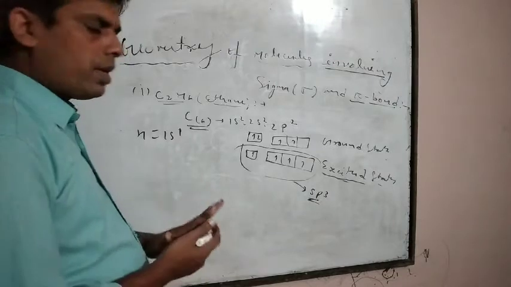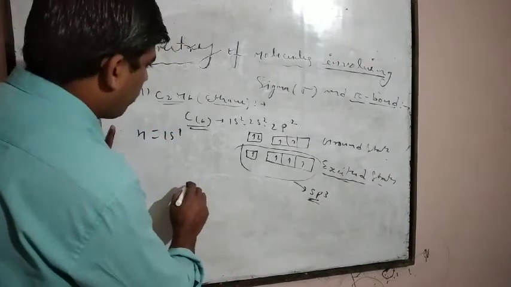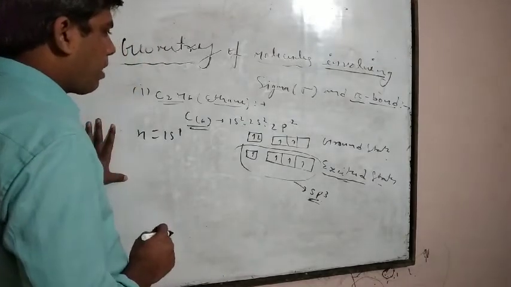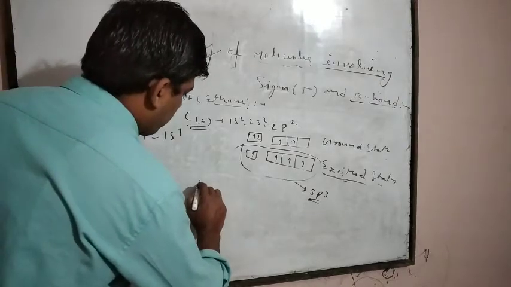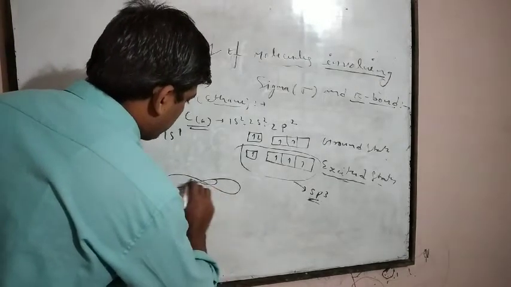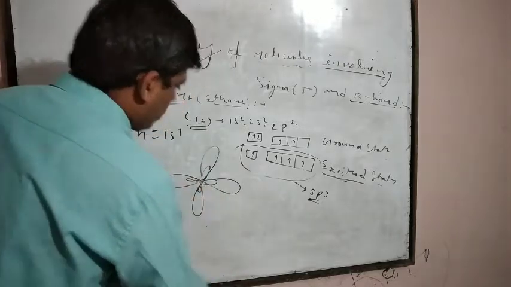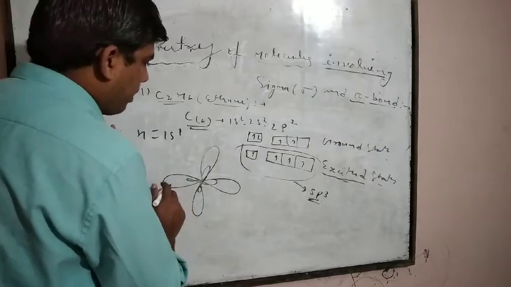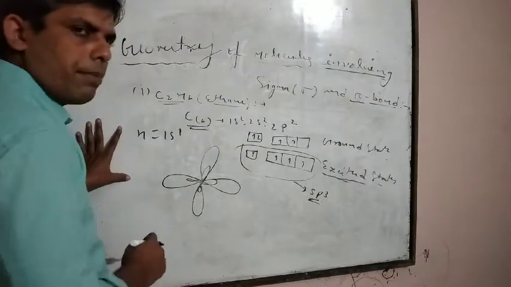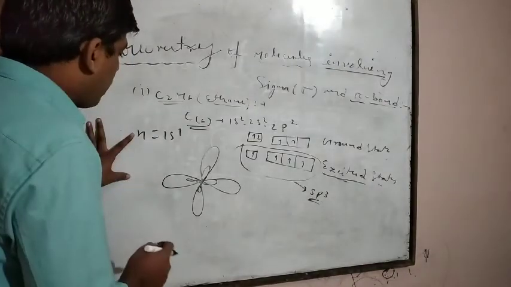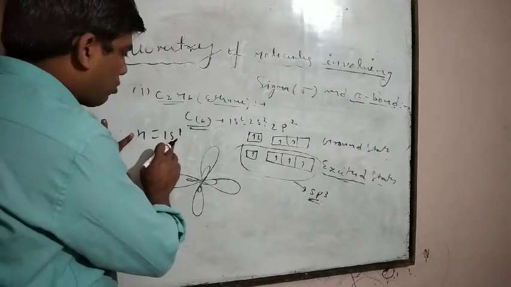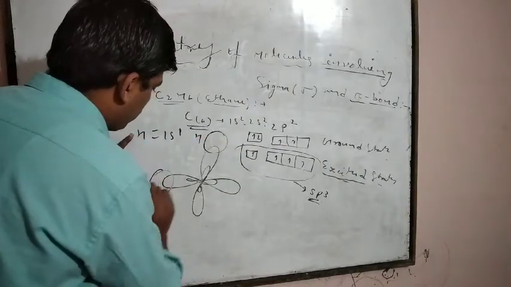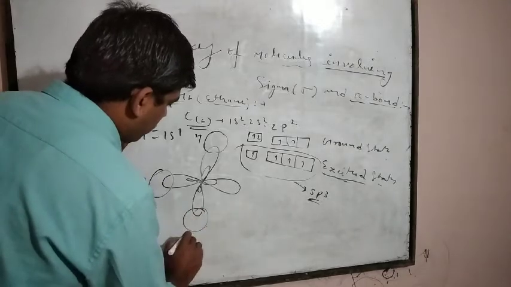In this way 4 hybrid orbitals are formed, and with each hybrid orbital of carbon, a hydrogen atom overlaps, like this. These were the 4 hybrid orbitals: 1, 2, 3, 4. With 3 hybrid orbitals of carbon, 3 hydrogen atoms overlap, meaning the s orbital of each of the 3 hydrogen atoms overlaps like this. This H, and this H.